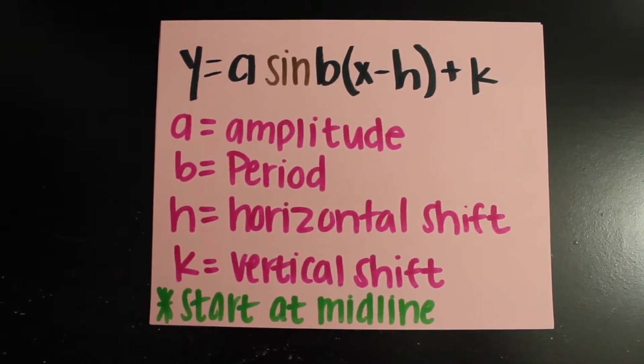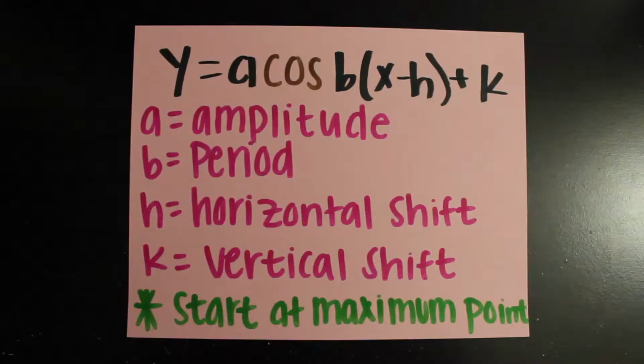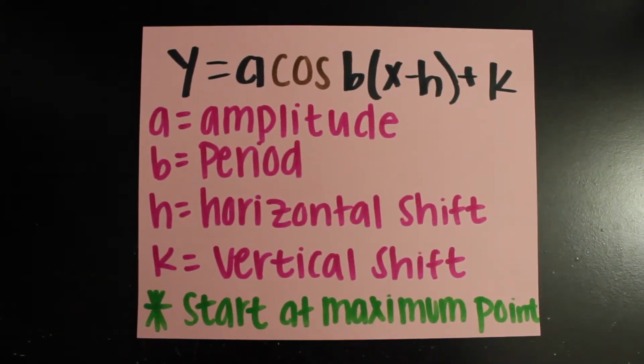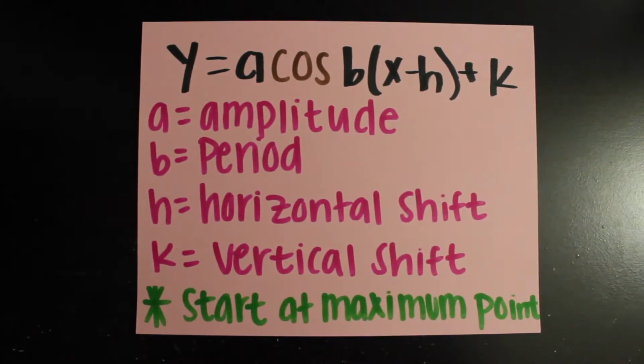Keep in mind that in sine, it starts at the midline. For cosine, it represents the same thing. The only difference is it starts at the maximum point that is given.